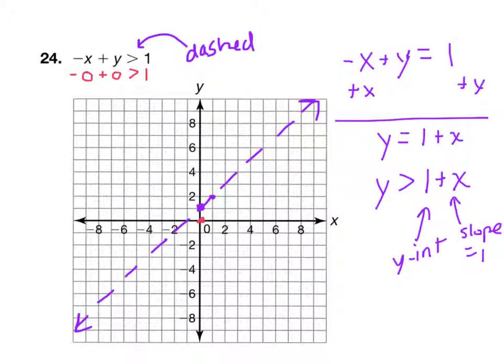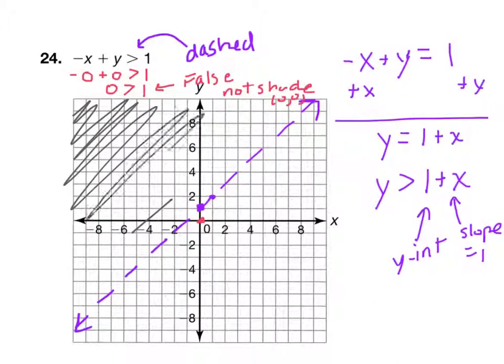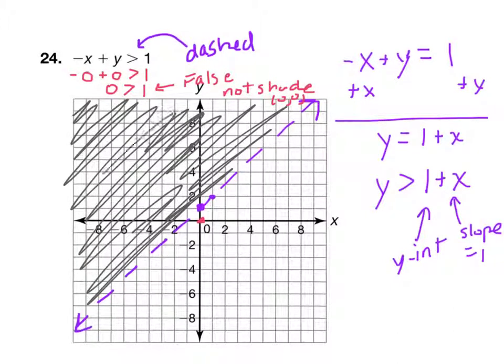Negative 0 is just 0, and 0 plus 0 is 0. Is 0 greater than 1? Is that true or false? False. So that means we are not going to shade 0, 0. So I will not shade this side, so I have to shade this side. I'll go a little darker this time. Like that. And I'll shade up here. And that's how you do these problems.